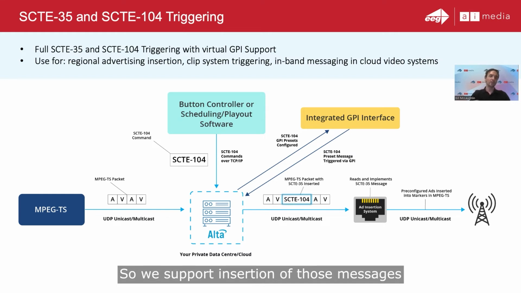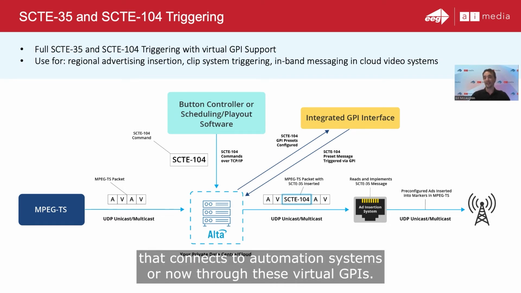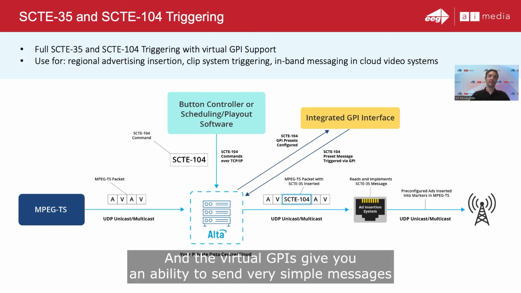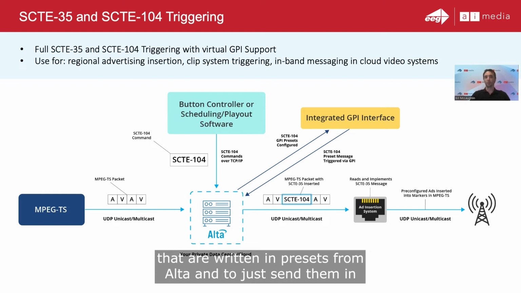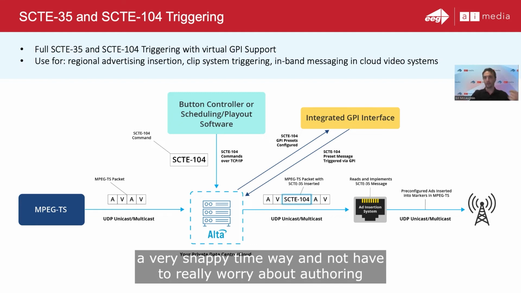So we support insertion of those messages in Alta through both a TCP/IP interface that connects to automation systems, or now through these virtual GPIs. And the virtual GPIs give you an ability to send very simple messages that are written in presets from Alta, and to just send them in a very snappy timely way, and not have to really worry about authoring the entire message, which automation systems typically already do.